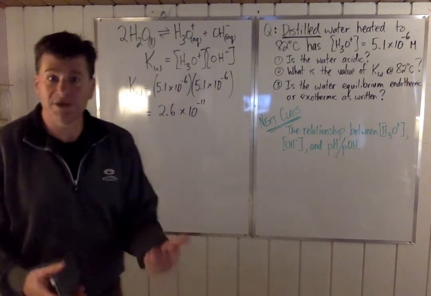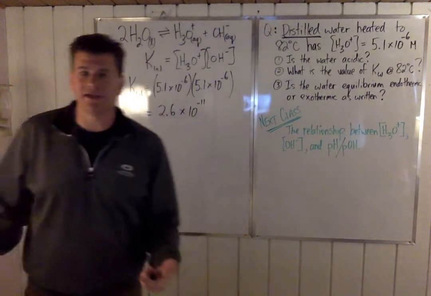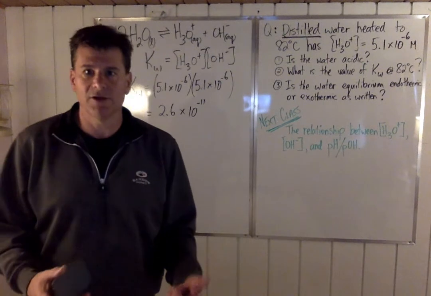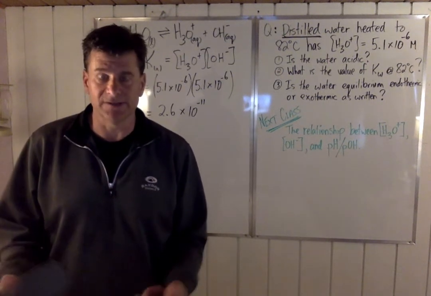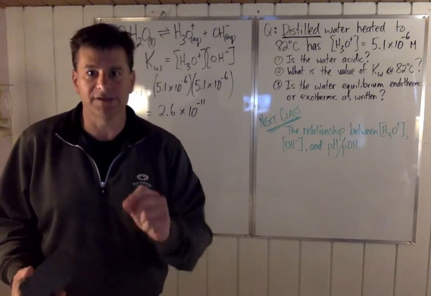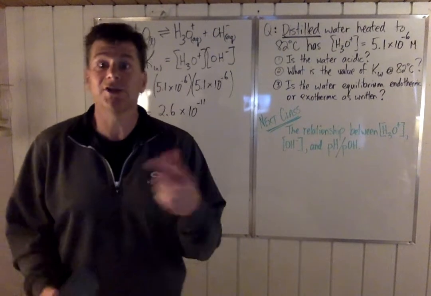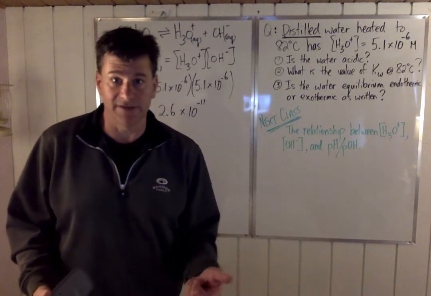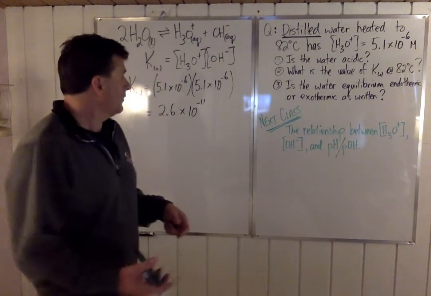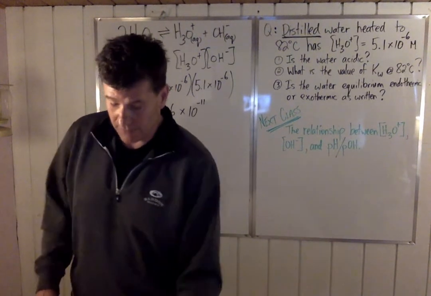Once you know it, you can take it back and apply it into this. So if you have water at 82 degrees, you can use that constant value for any other calculations. Okay, so because it's temperature dependent, at 82 you can use it. If we go back to water at 25 degrees, you go back to using 1 times 10 to the negative 14. The third question, is the water equilibrium endothermic or exothermic as written?